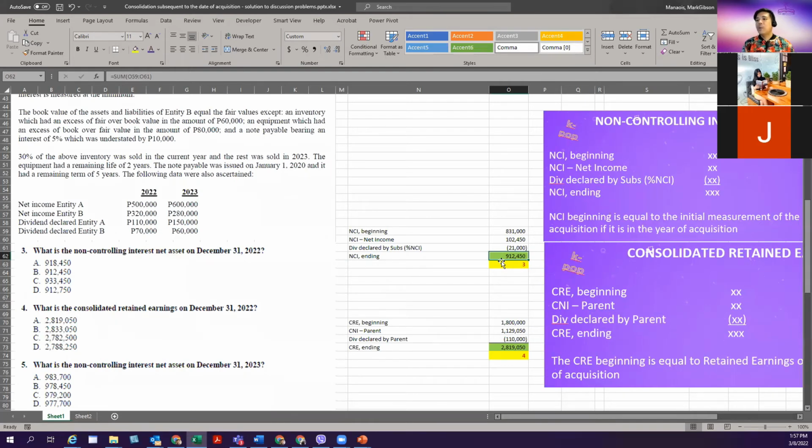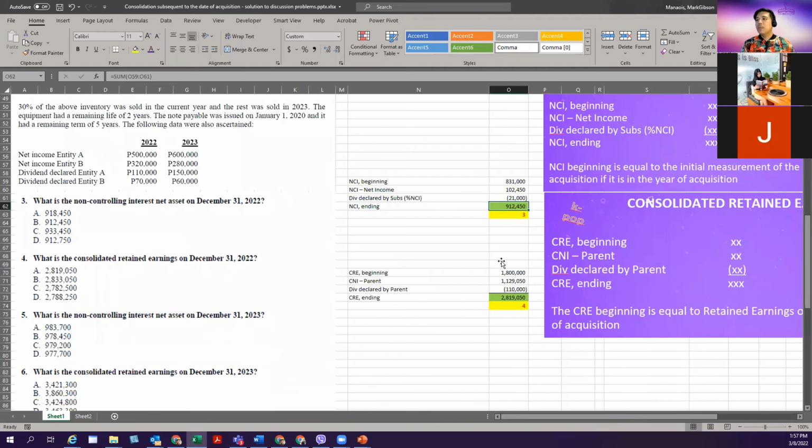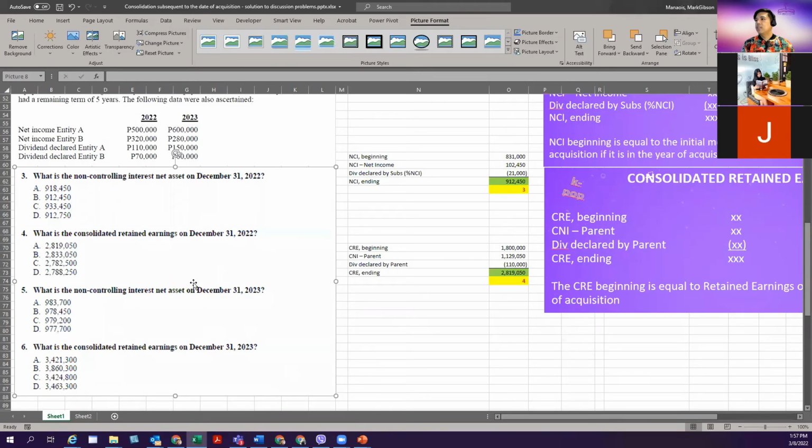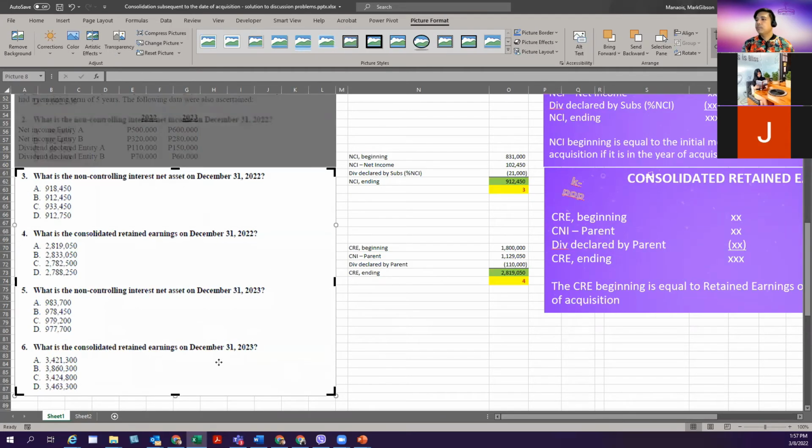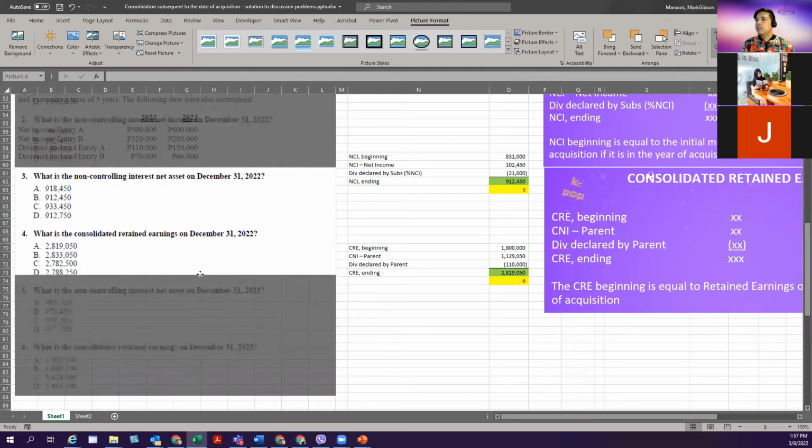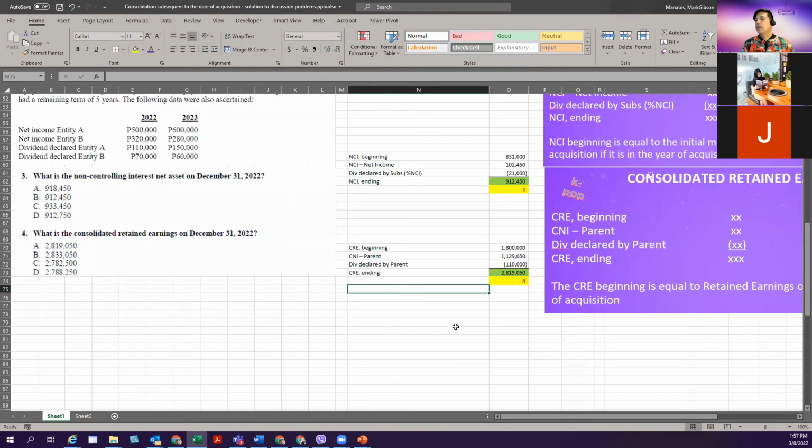Let's go to requirement number 4. In requirement number 4, class, what we are discussing is consolidated retained earnings.